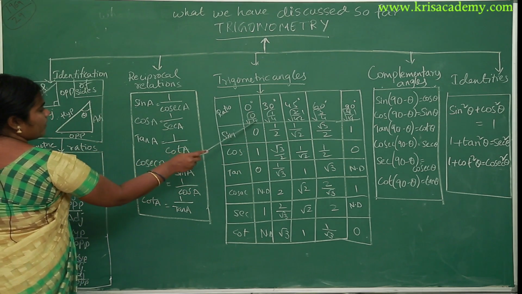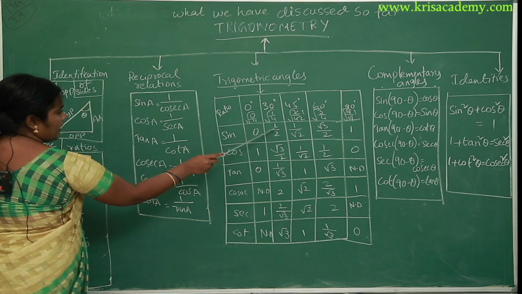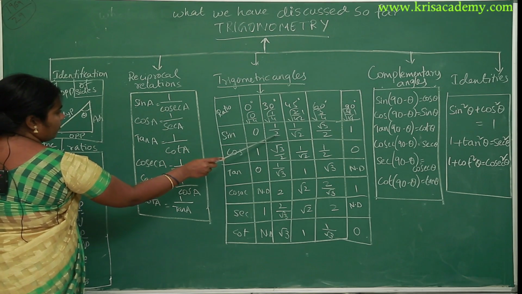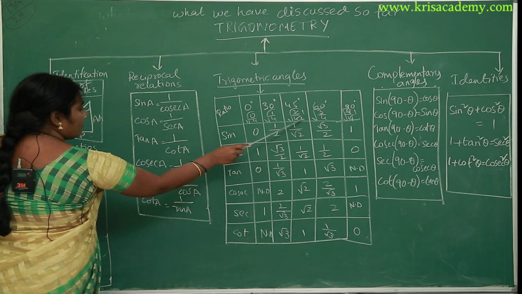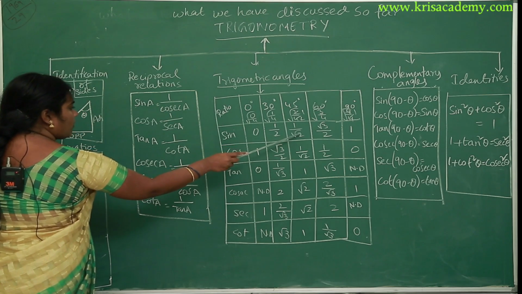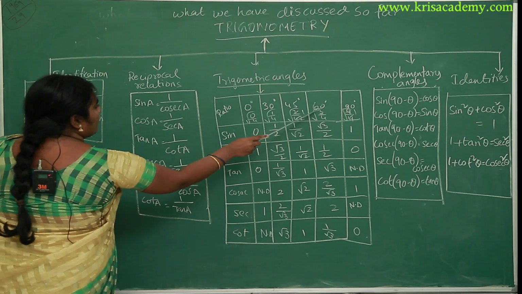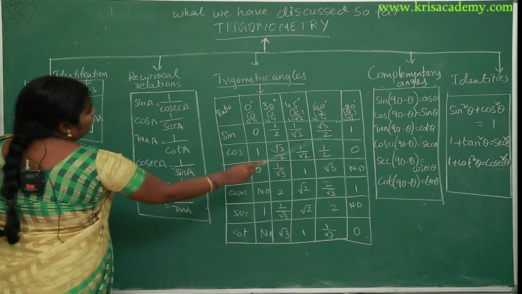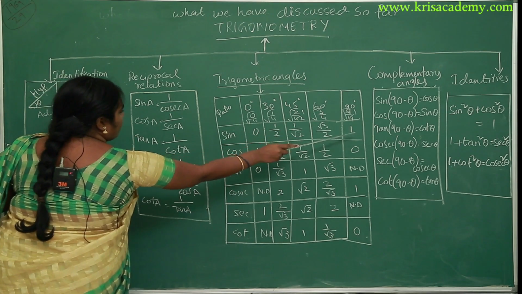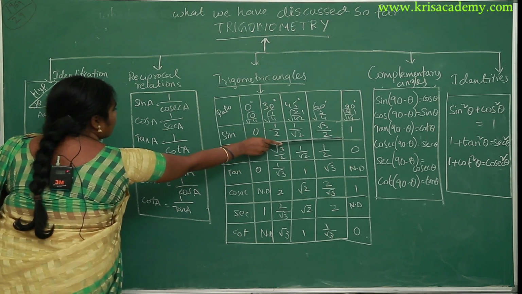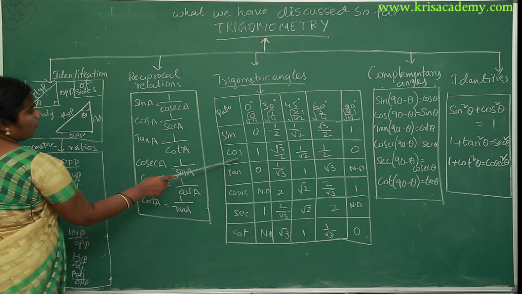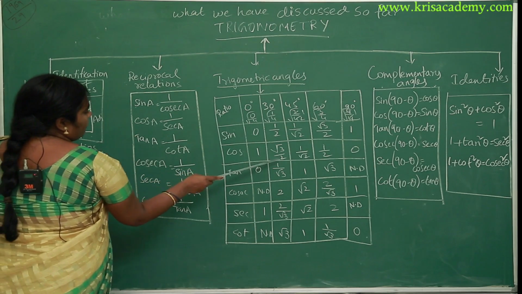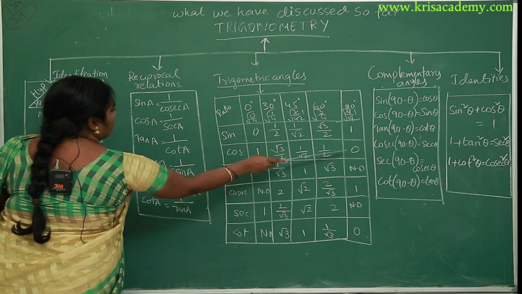Sine value: 0 by something is 0. Square root of 1 is 1. Square root of 4 is what? 2. 2 ones are 2, 2 twos are 4. Square root of 1 is 1. Square root of 2 is root 2 only. Here the square root of 3 is root 3. Root 4 is 2. Root 1 is 1. Just learn how to write sine. Write it in reverse order, we will get the cos: 1, root 3 by 2, 1 by root 2, 1 by 2, 0.